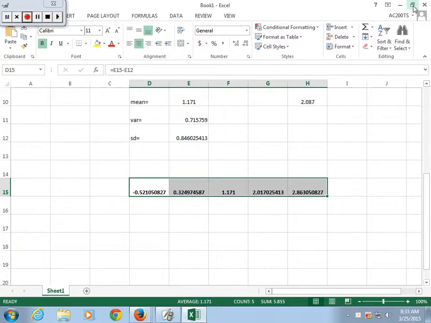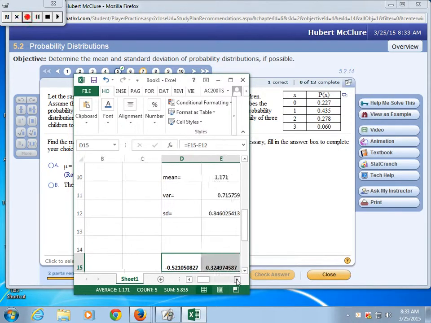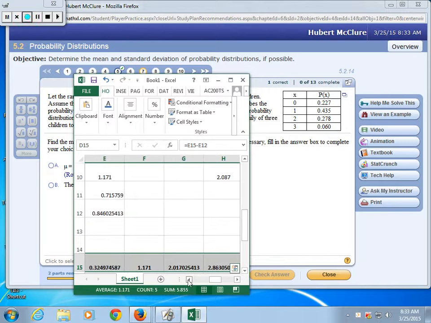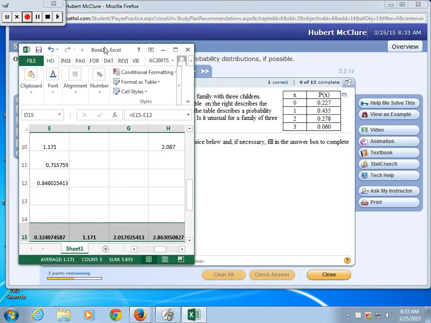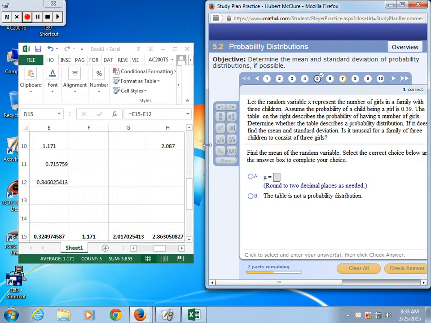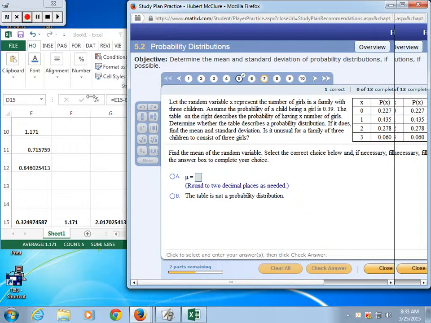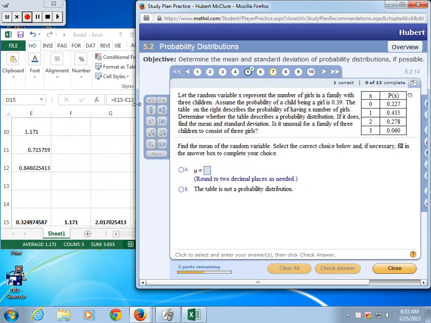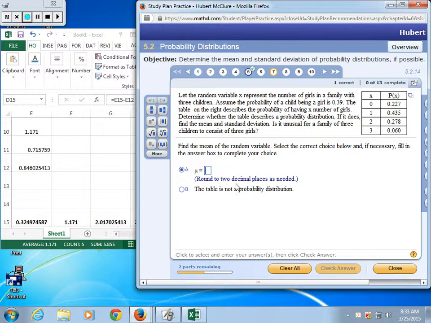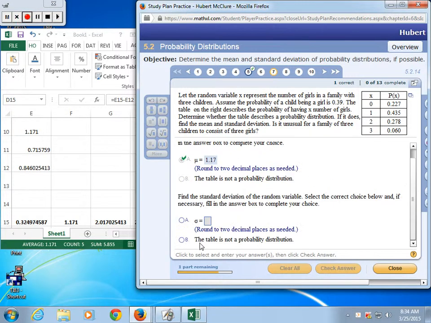So let's take a look at our handy dandy problem. No offense, but I don't trust y'all. Y'all set me up. So, all right, round to 2 decimal places. So that'd be 1.17. It's a miracle. 0.85.